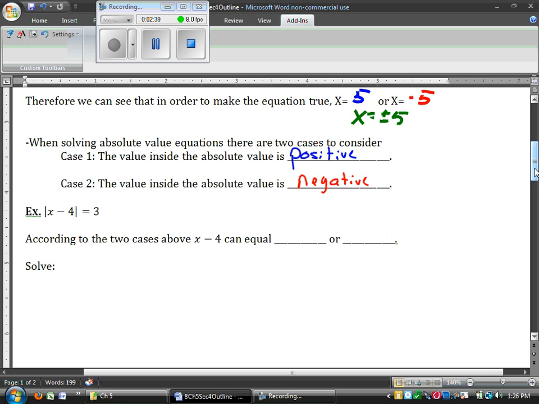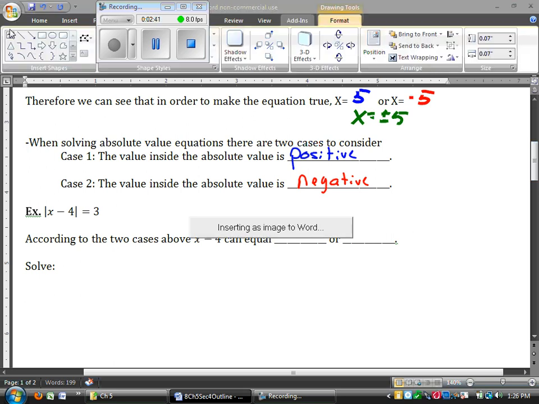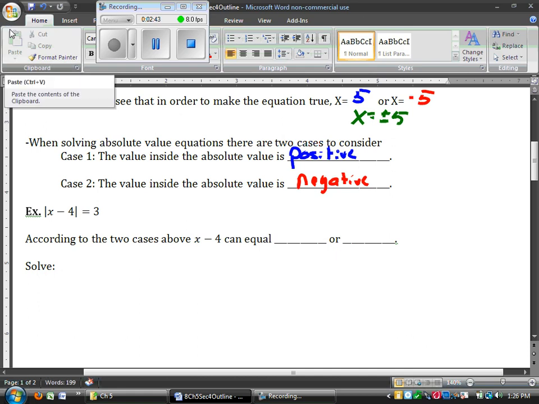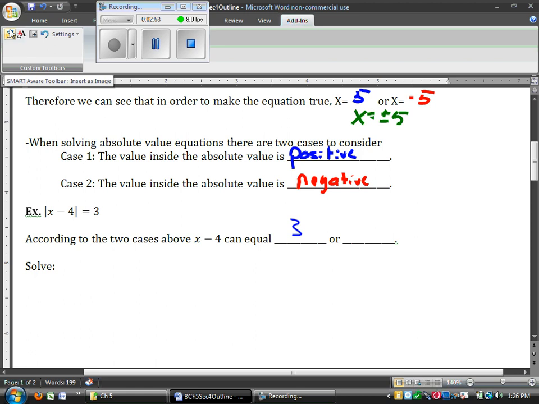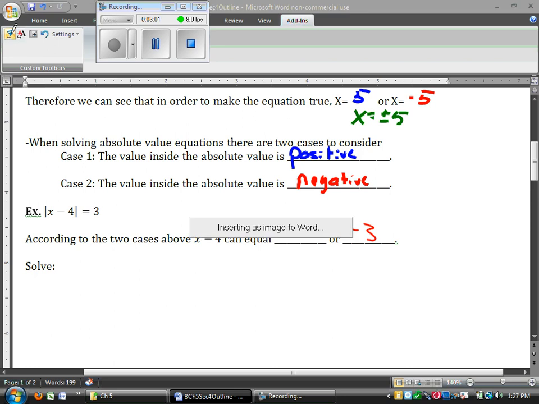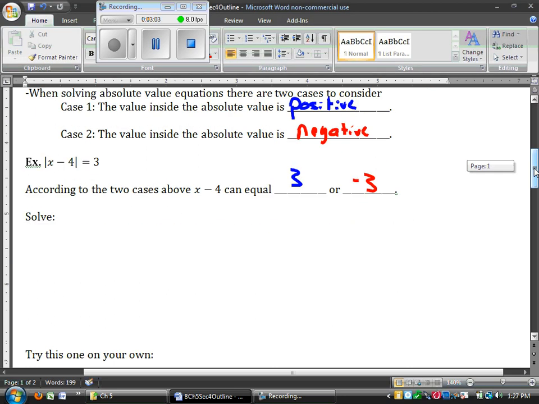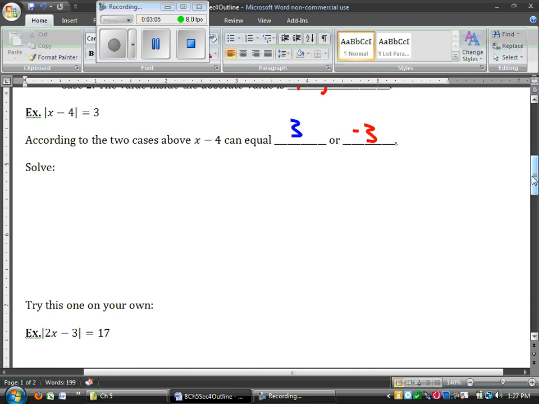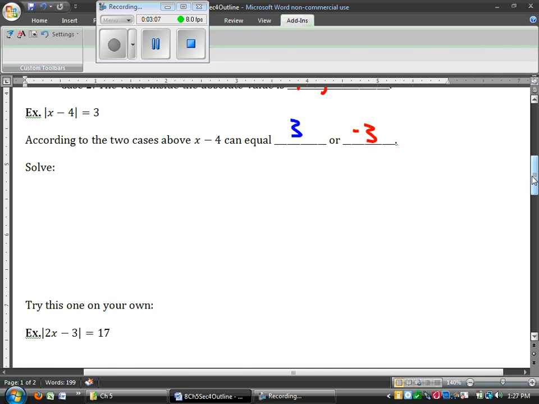So let's look at this first example. The absolute value of x minus 4 is equal to 3. According to the 2 cases we just talked about, x minus 4 can either be equal to positive 3 or negative 3. So what we need to do is solve x minus 4 equal to both positive 3 and negative 3.